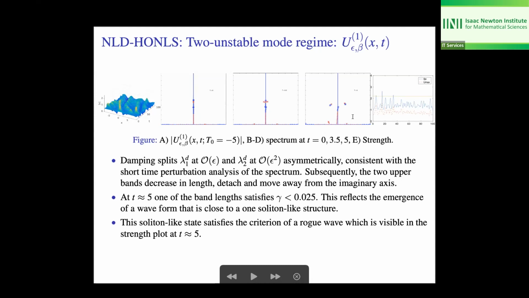you see that one of the band lengths, the band length in the right quadrant, satisfies the condition for a soliton-like structure. So, this reflects the emergence of this waveform close to a soliton-like structure. And the soliton-like state satisfies the criterion of a rogue wave, which you can see here. It's visible here in the strength plot. This is the strength plot at T about 5.